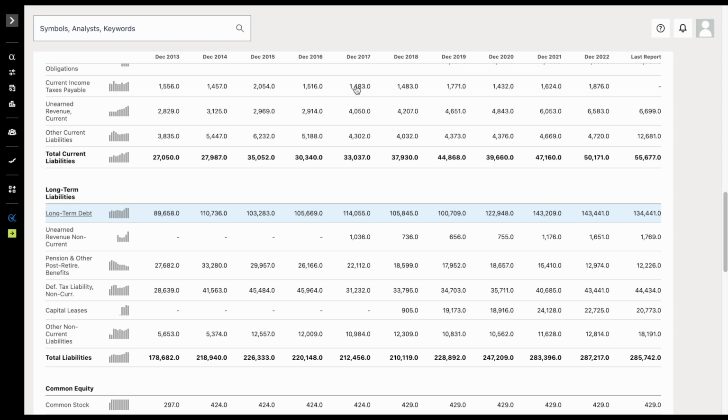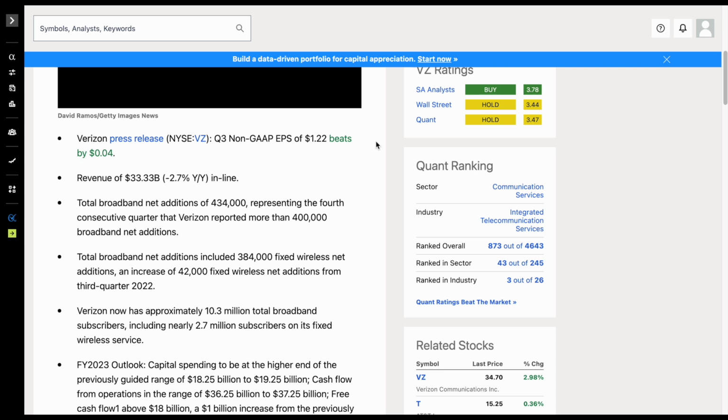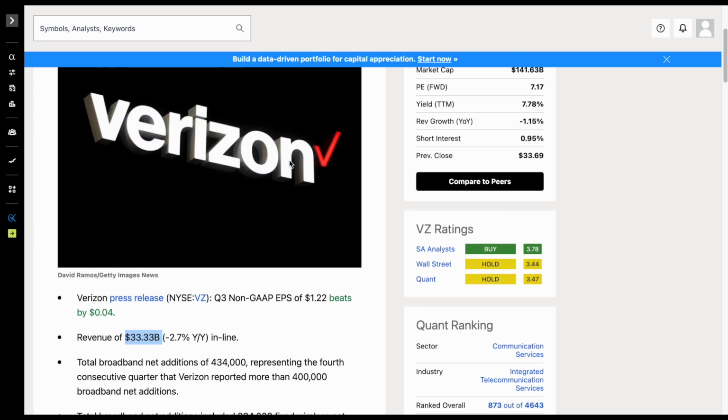Now let's go ahead and start talking about the most recent quarter's earnings report, and overall the results were pretty solid. We can see Verizon non-GAAP earnings per share of $1.22, which beat by 4 cents, and revenue of around $33.33 billion, which was in line with analyst expectations. Now one thing we do need to keep in mind about that number is it was a slight decrease year over year, which isn't necessarily something we want to see, but they were in line with analyst expectations. So the earnings beat probably did help spike this share price up a little bit.